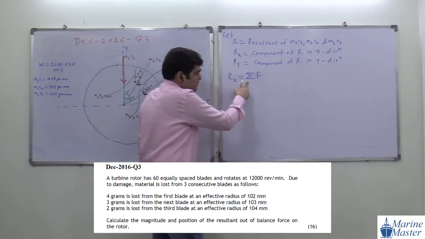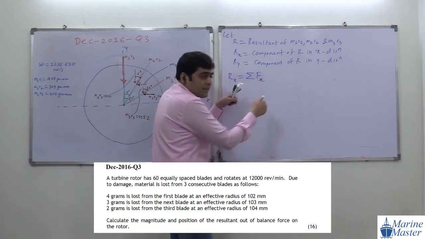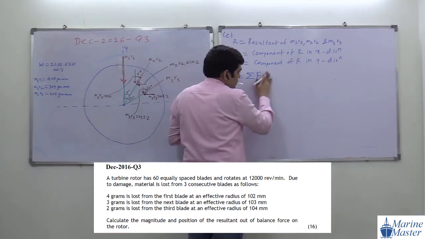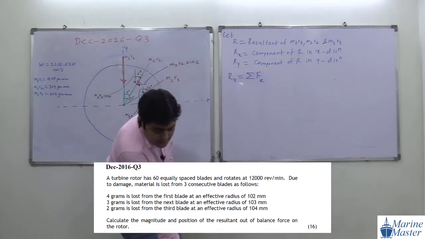Summation of forces. This symbol is what? Summation. Summation of forces. This X must be in suffix. You got the meaning of suffix? Sometimes some people may write like this. This is the wrong way. So how do we write it? Summation of forces in X direction.